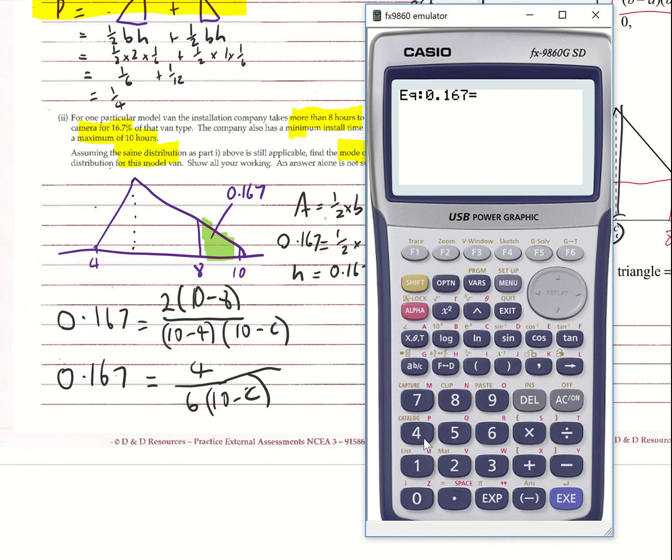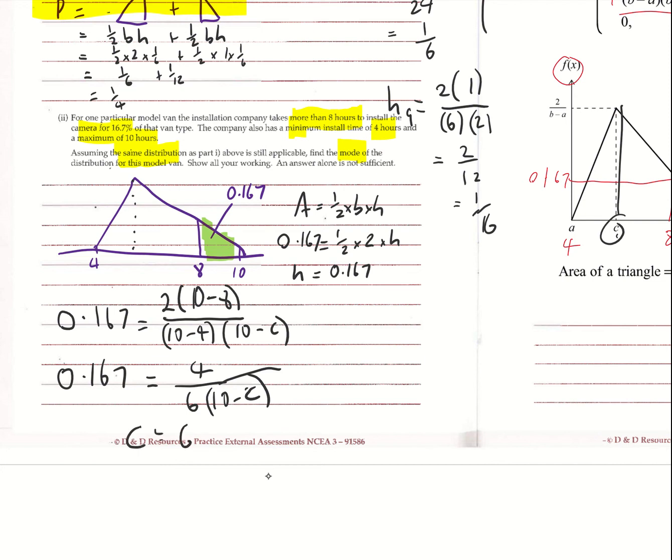0.167 is equal to, and I've got an equal there, so I'm going to go shift that thing, and I'm going to have to be careful with these brackets. So I'm going to go 4 divided by bracket 6 bracket 10 minus, I'll use that for x, and then bracket. That's how I write that, and enter, and then I have to do solve, and there you go, my x is equal to 6, and so my c is equal to 6, so therefore mode equals 6, and I think I'll just leave it at that.